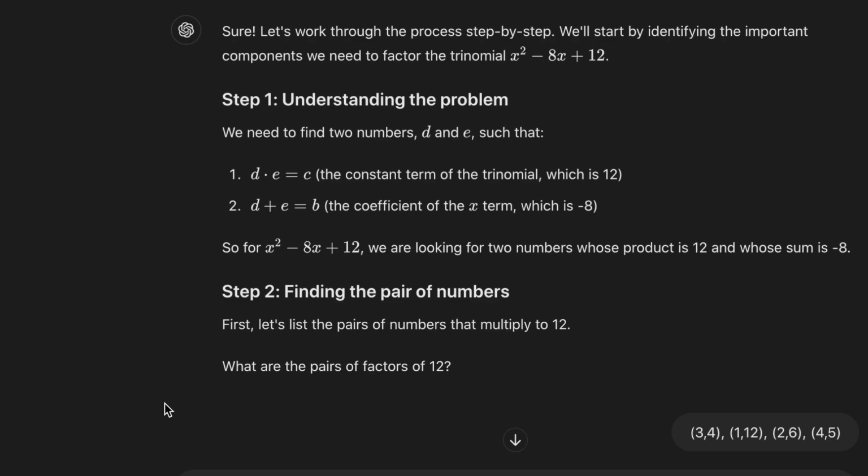Step 2, finding the pair of numbers. First, let's list the pairs of numbers that multiply to 12. What are the pairs of factors of 12? At this point, I provided an answer. I provided four pairs: 3 and 4, 1 and 12, 2 and 6, and 4 and 5 as my attempts for this question.